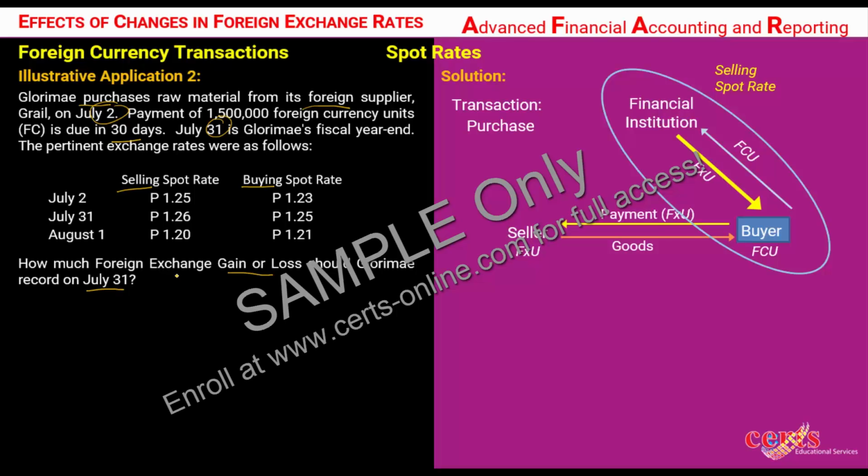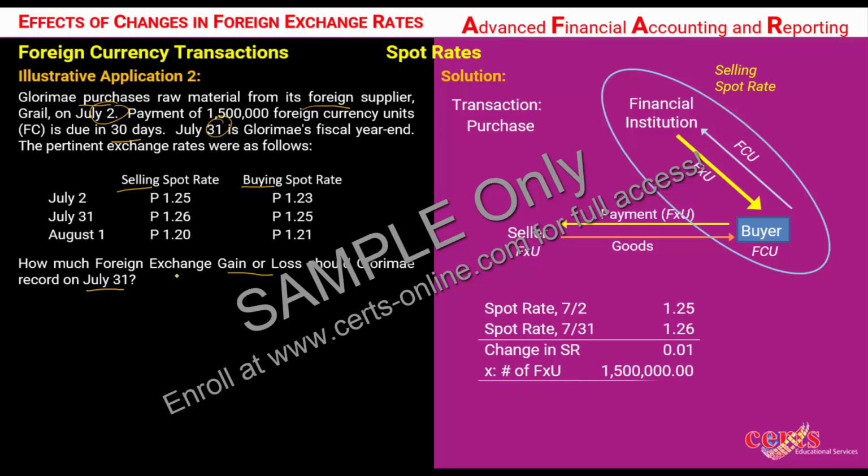Next, since the spot rates are given as a direct exchange rate, we simply have to take a look at the change in the exchange rates from the transaction date July 2 and on the reporting date July 31. The difference in the spot rate of 0.01, we multiply that by the number of foreign currency units involved in this transaction, which is 1,500,000. This shall yield an amount of 15,000.